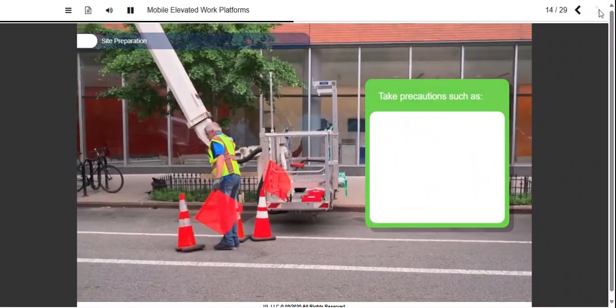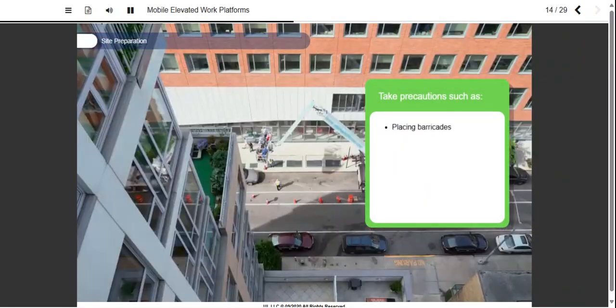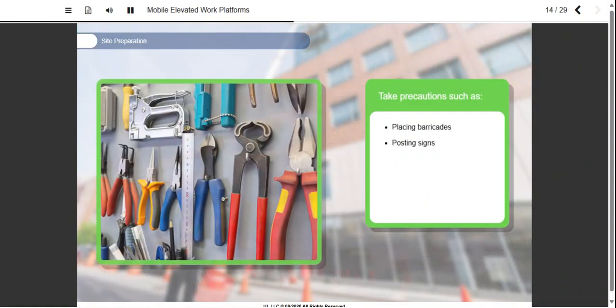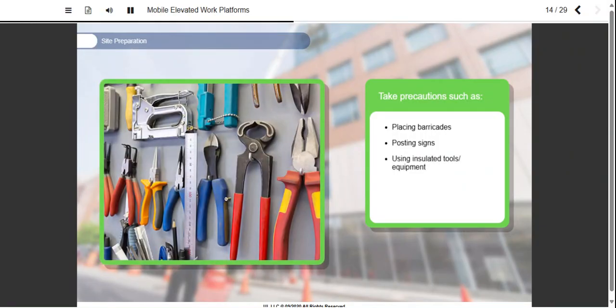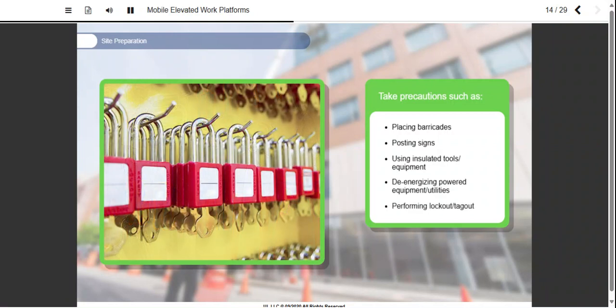Address hazards by taking precautions such as placing barricades, posting signs, using insulated tools and equipment, de-energizing powered equipment or utilities, and performing lockout-tagout as needed.